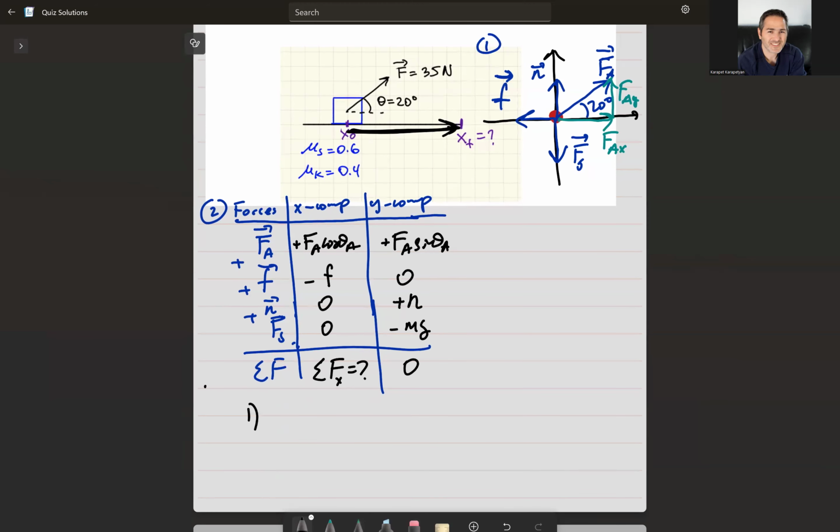So if the force is balanced, then the acceleration is zero. You're in equilibrium. If force is not balanced, that means the applied force is strong enough, then you get acceleration and the object will be accelerating.